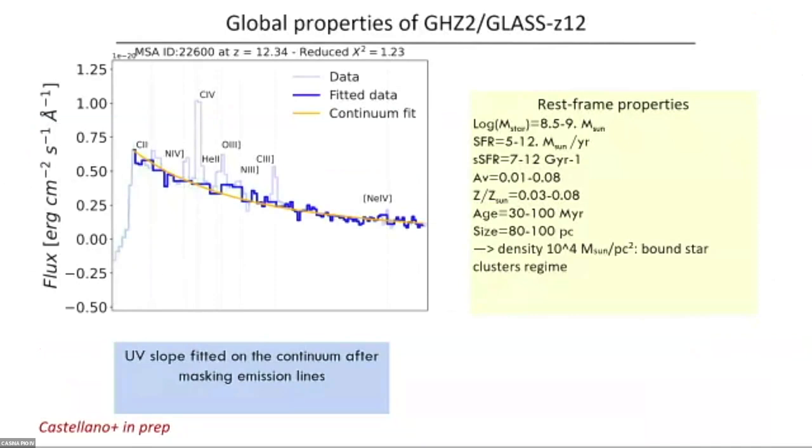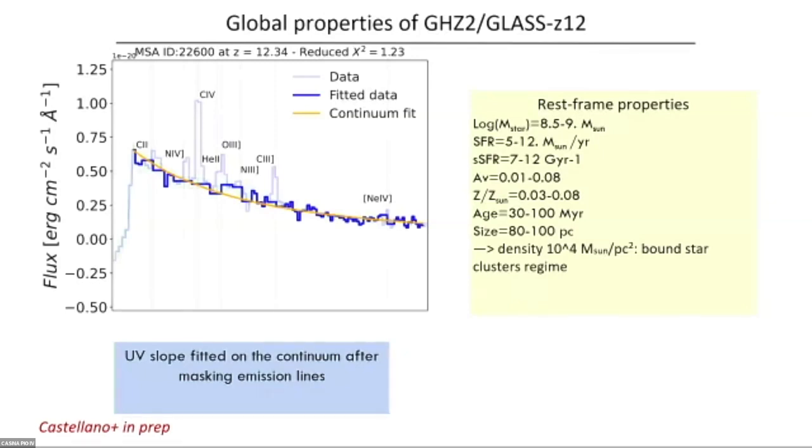So the situation is more complex. Let's first look at the properties of this galaxy, which at those redshifts has a pretty high stellar mass. We fit the continuum without the emission lines, and we get these parameters. Stellar mass depends on models, but is definitely above 10^8 solar masses, probably closer to 10^9. Star formation rate of the order of 10 per year, and so on.